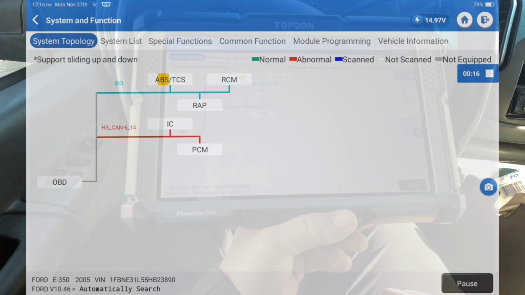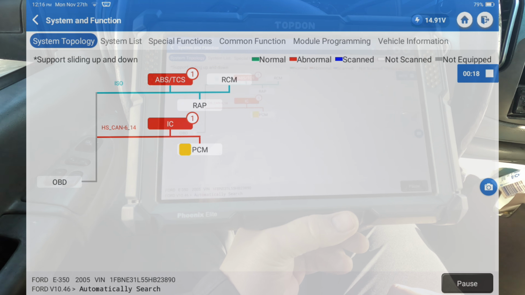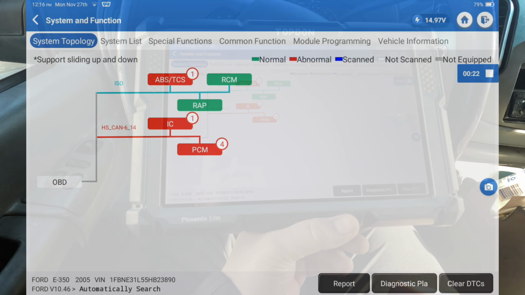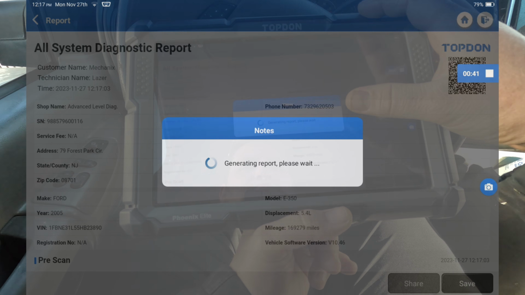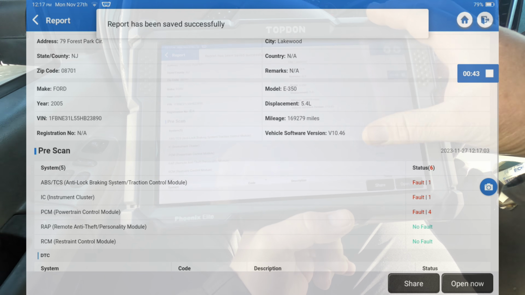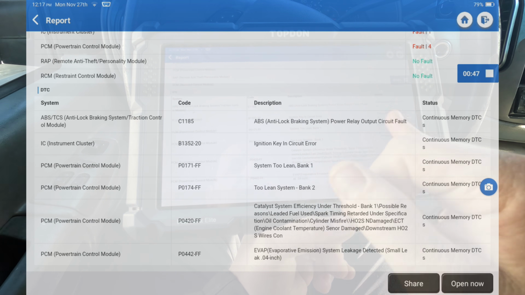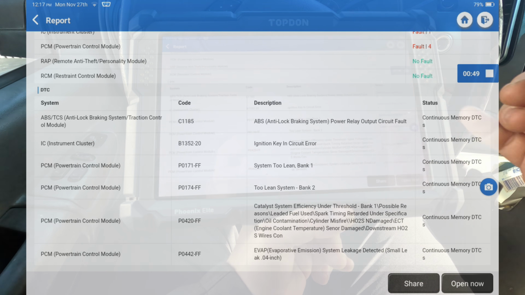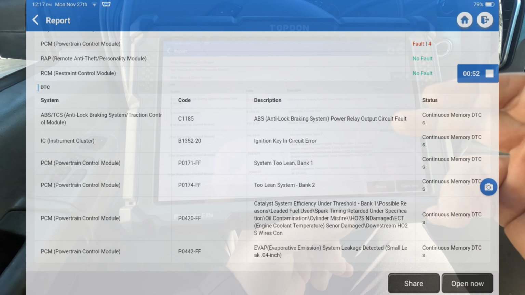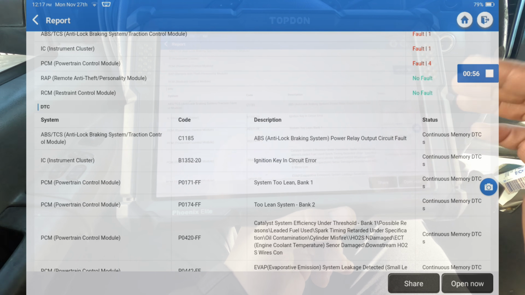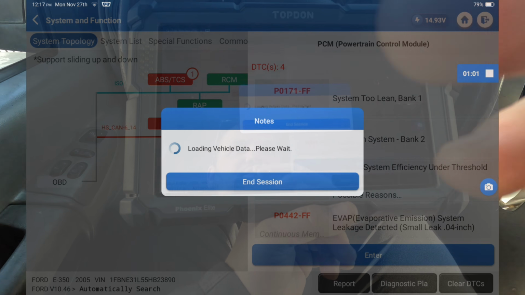Okay. Four codes in the PCM. System 2 lean bank 1, system 2 lean bank 2, and then a cat code and an evap code. Awesome. So system 2 lean bank 1 and 2 would definitely make it stall. So let's just go in here, let's look at live data.